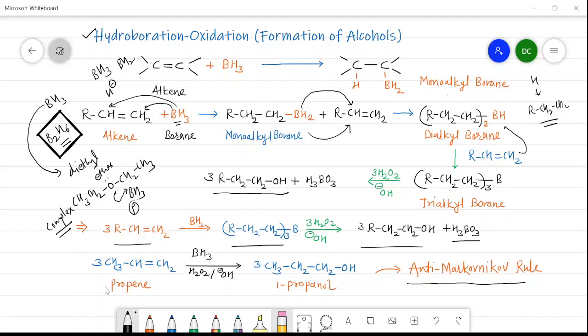Now take the unsymmetrical alkene, that is propene. Propene reacts with BH3. It gives one propanol, and this addition is anti-Markovnikov addition. Here we get the formation of alcohol, but according to anti-Markovnikov. So in this way, we have to keep in mind the formation of monoalkyl borane, dialkyl borane, trialkyl borane, then oxidation, and anti-Markovnikov addition. Now, the last point in this video is the ozonolysis process.